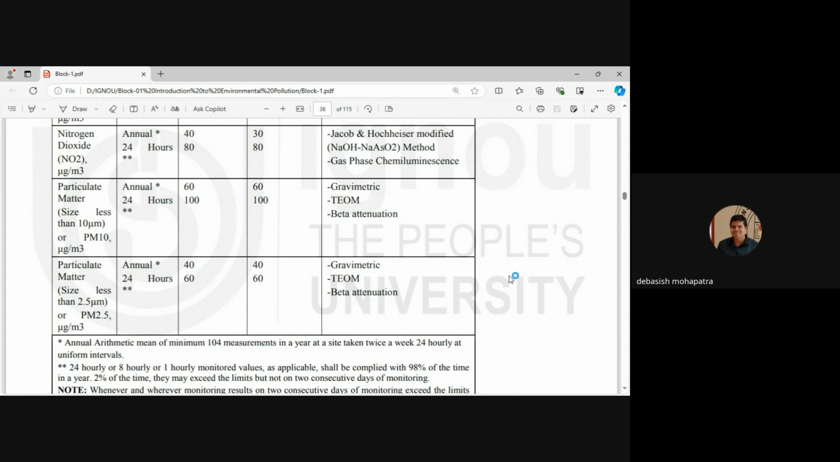So annual arithmetic mean of minimum 104 measurements in a year at a site, taken twice a week, 24 hours at uniform interval. This is how the readings are taken. 104 measurements in a year at a site taken twice a week. In a week, twice they will be taken, 24 hours at uniform interval. For the 24 hours, they will be taken at a uniform interval, meaning it may be 1 hour, half an hour, 2 hours, but it should be of uniform interval.